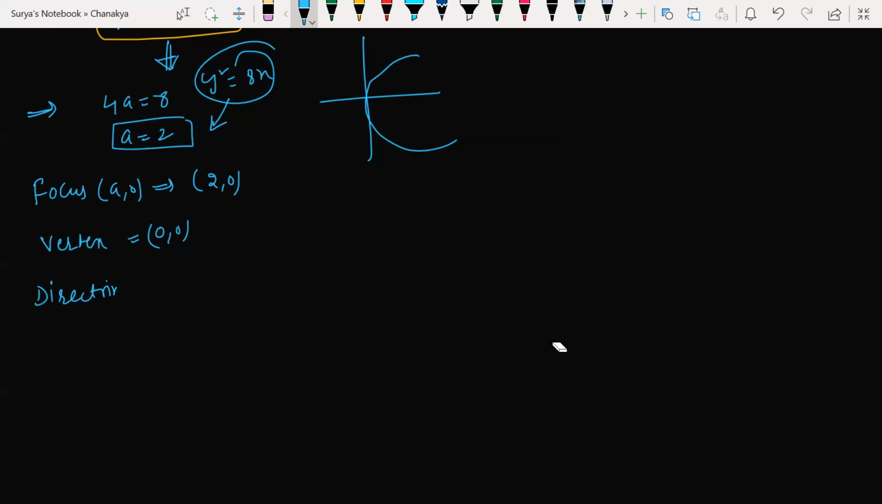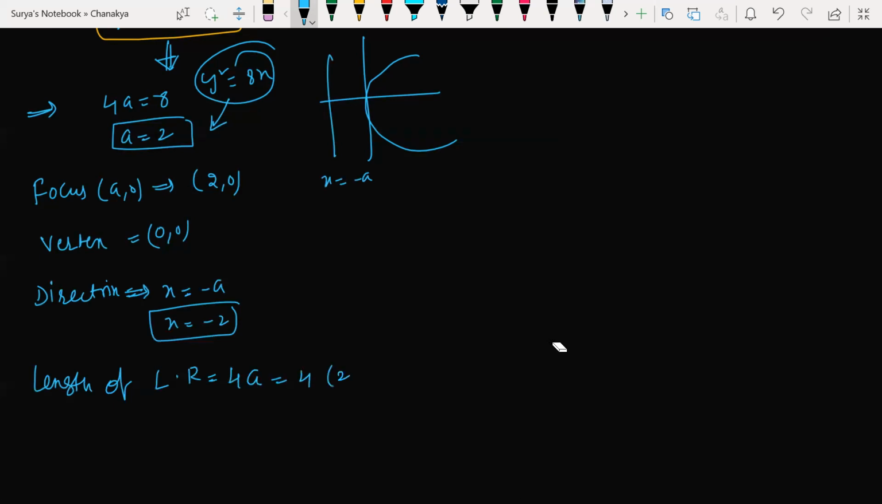What is the directrix equation? x is equal to minus a. So x is equal to minus 2. Perfect. And the length of latus rectum is what? 4 times a, which is 4 times 2, which is 8 units. That is my length of latus rectum.